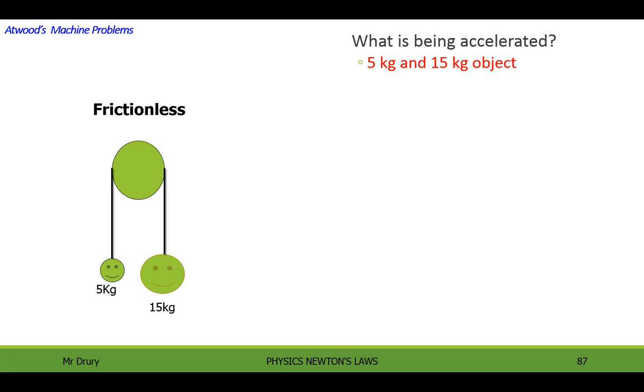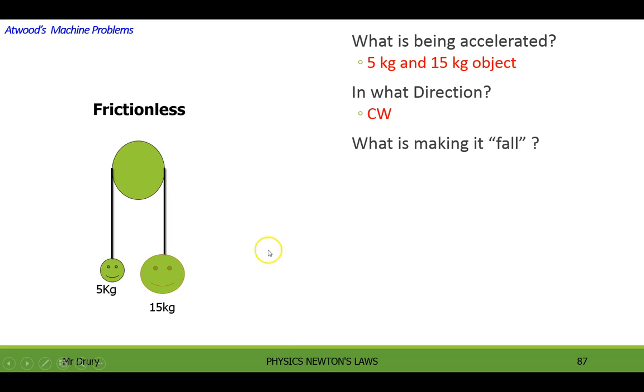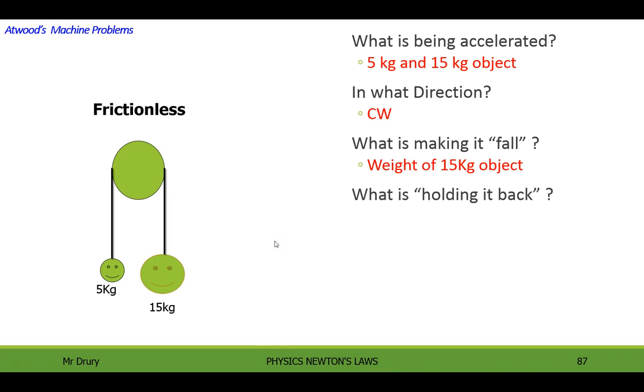So what's being accelerated? Well, both the 5 kilogram object and the 15 kilogram object. And in what direction? Well, they're both going clockwise. What's making it fall? Well, what's making it fall or go clockwise is the weight of this guy. And then you say to yourself, well, what's holding it back? Well, what's holding it back is the weight of this guy.